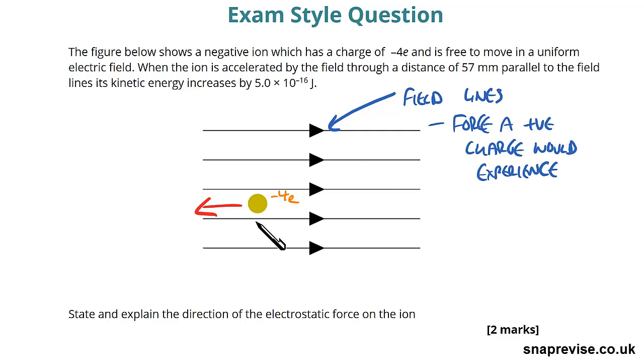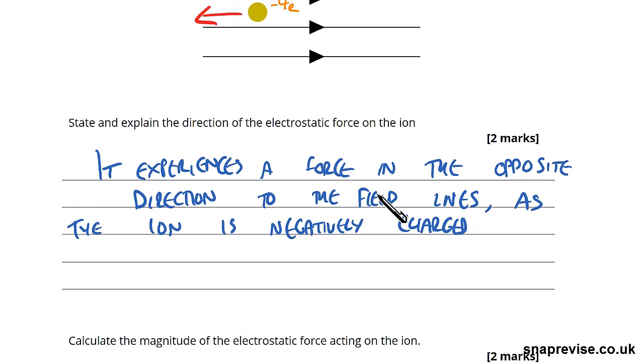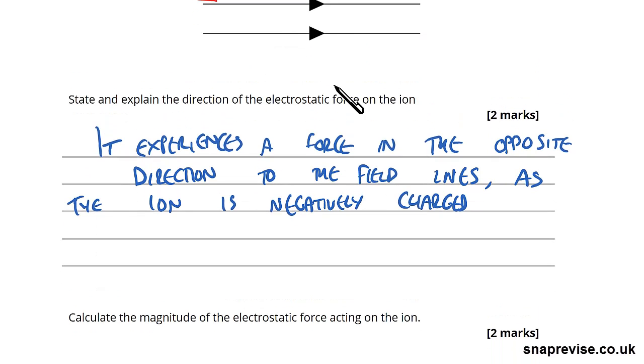What we'll do is we'll say opposite to the field lines, because that seems a bit more scientific than saying left in this case. So we're going to say that it experiences a force in the opposite direction of the field lines. And why is that? Well, because it's a negative charge and field lines show us the direction of force a positive charge would experience. So let's write that down. It experiences a force in the opposite direction of the field lines as the ion is negatively charged. And that gets our 2 marks, one for saying the correct direction, one for the correct explanation.